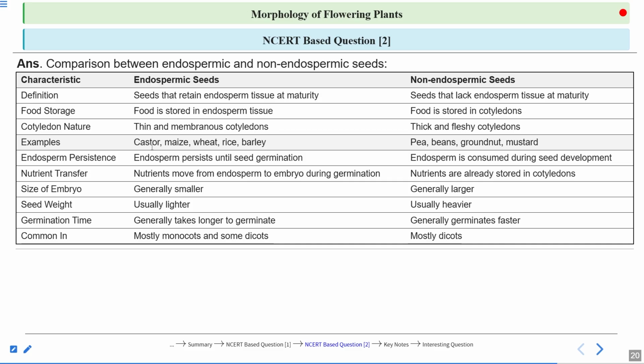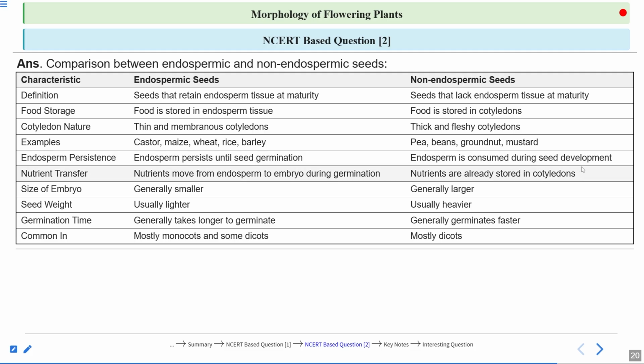Examples: castor, maize. You have seen in the cross section of maize which I have shown you, more than half of the seed is covered by the endosperm, and there is a scutellum, a very small part. So the membranous cotyledon is there in maize, wheat, rice and barley. Thick and fleshy cotyledon in pea, beans, groundnut and mustard. Endosperm persists until seed germination, so there is a remnant of the endosperm.